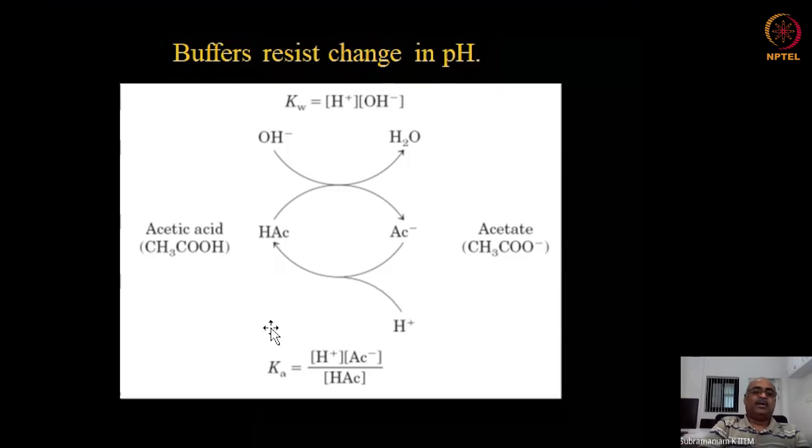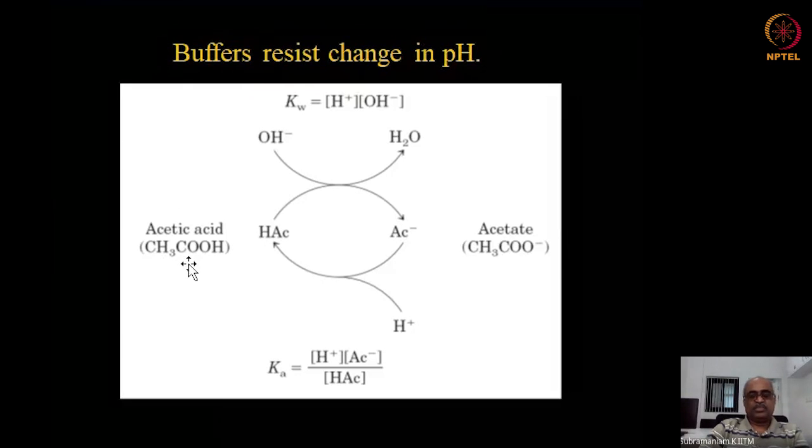So if I want a higher buffer capacity, that is, if I want more sodium hydroxide addition to be tolerated without pH change, then I should start with a higher concentration of acetic acid. So that is how you decide whether you want 10 millimolar buffer, 100 millimolar buffer, 1 molar buffer, and so on. The concentration of the buffering molecule determines how much acid or base can be tolerated. So if you want to increase the quantity of the addition of acid or base to be tolerated, then you have to increase the concentration of the buffer.